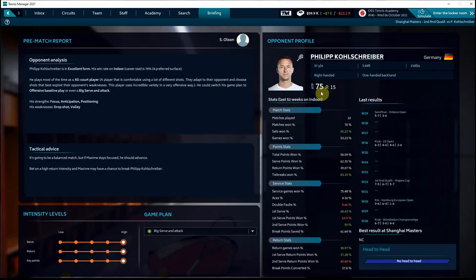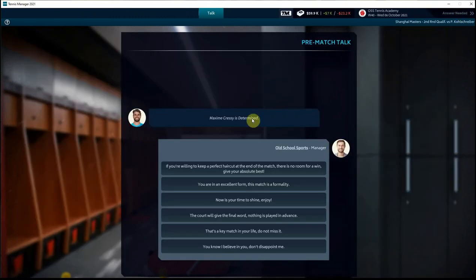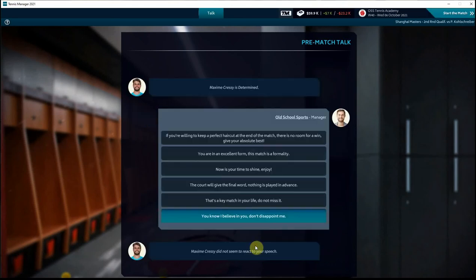He's ranked 75th in the world, has a pretty big serve. We are going to be as intense as possible with our intensity levels, have never played him before. We'll see if our big serve can give us the advantage over the German here. Maxime is determined. You know I believe in you.